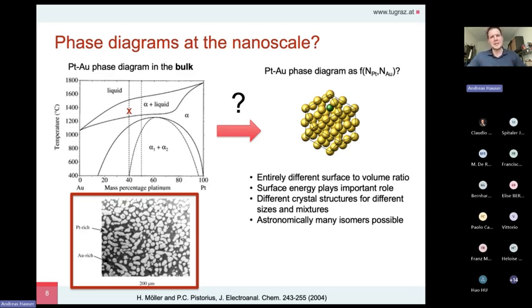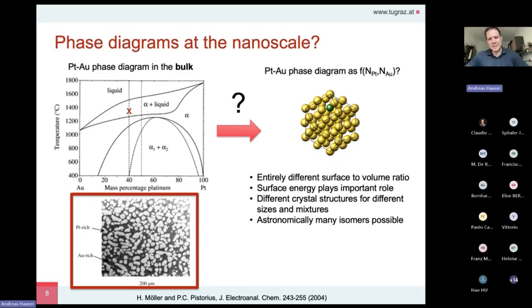Now, if you go now to the nanoscale, things are getting even more complicated. So our question is, how does the phase diagram look for a platinum-gold particle? And here you are entering a regime where you have an entirely different surface to volume ratio. So surface effects, as a fundamental perturbation of the actual bulk system, the interface itself is dominating the energy. So surface energy plays an important role. Depending on how you cut, you have different surfaces as an interface, and therefore different energy contributions. And then at this size, different crystal structures are to be expected depending on the actual size of your particle. And so this means that the phase diagram at the nanoscale is also dependent on the particle size.